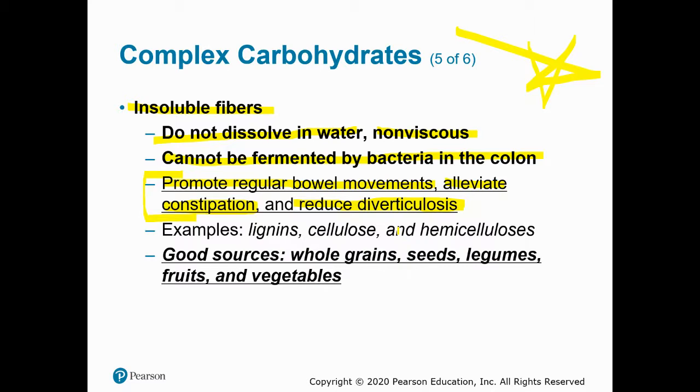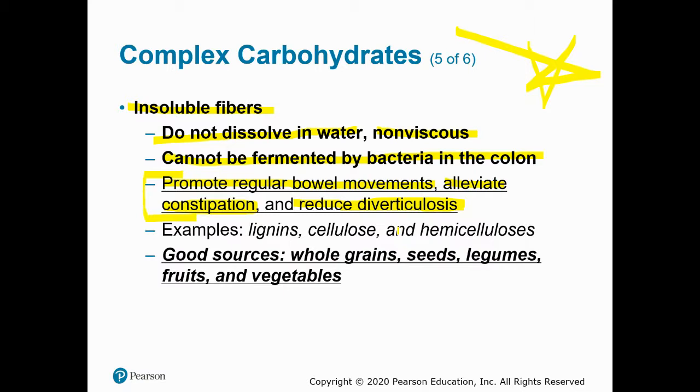So when it says promotes a regular bowel movement, if we have enough insoluble fibers in our diet, that's where we're going to have people who go poop like clockwork, right? Every morning you wake up and within a half hour you've got to poop. That's because there was enough insoluble fiber in the colon to say, okay, we've been sweeping all night and now we're down here at the rectum, we're ready to have a bowel movement.